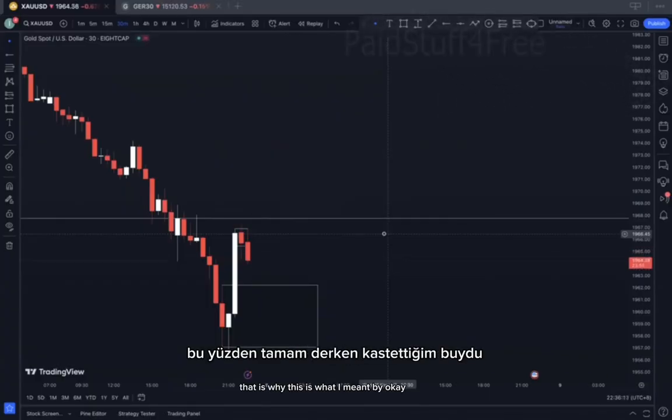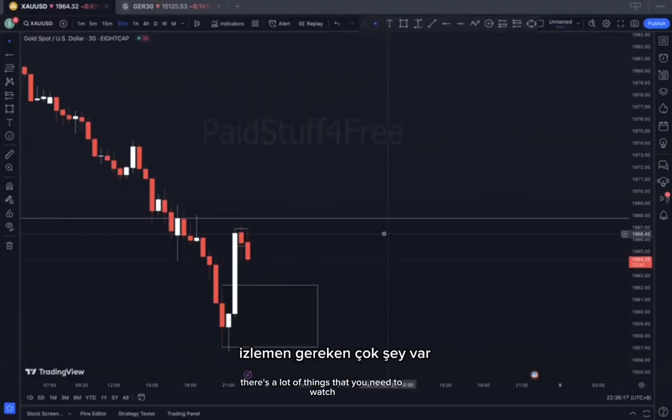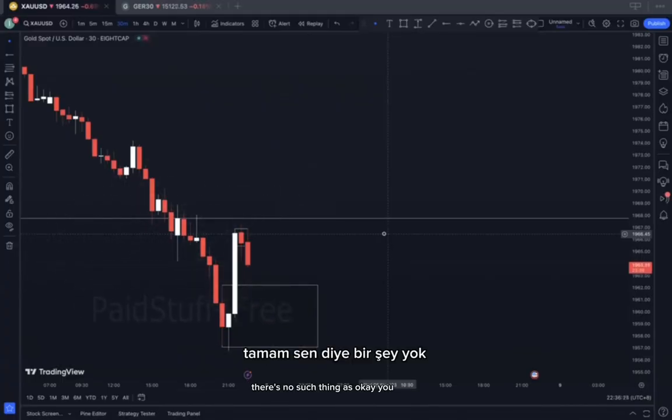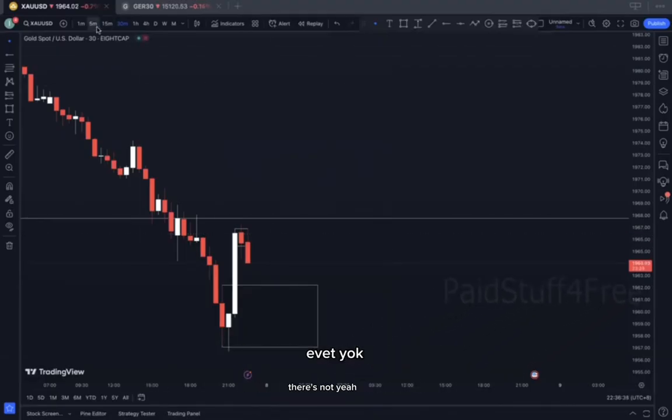That is what I meant by trading is not easy. There's a lot of things that you need to watch, that you need to monitor. It's not like you take a sell and then you just leave it there. There's no such thing as you sell something and then you just come back next month, or in two months, something like that.